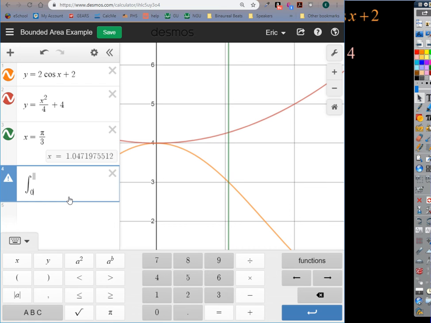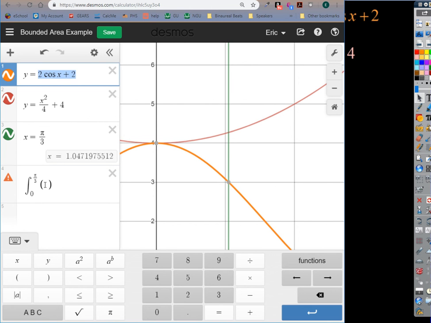And I'm going from 0, you said, up to pi thirds. And then I'm going to do the top function, which is just this. I'll just grab it there. That guy minus, sure. Right.